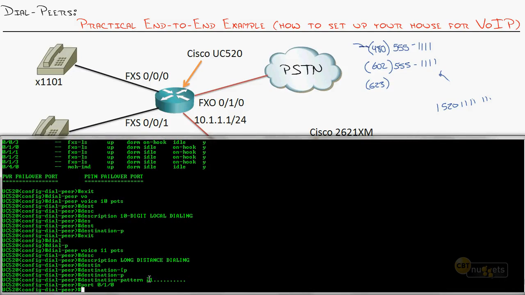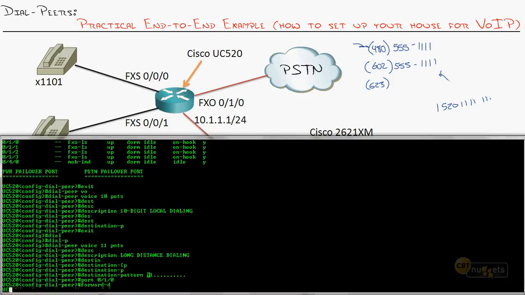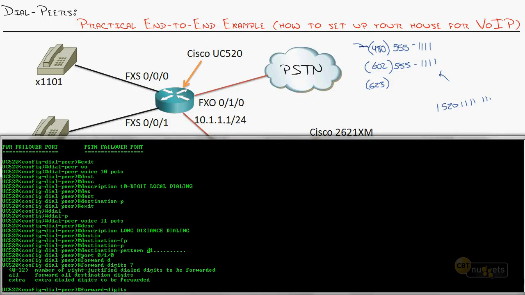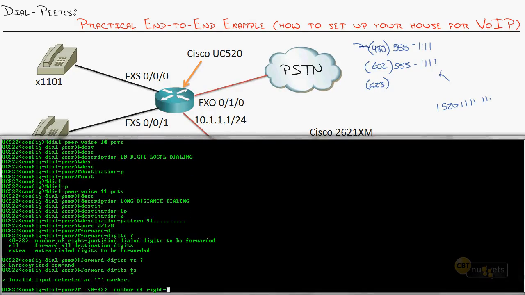But instead, what I want to do is overrule that. I'm going to say, well, I need the 1 to be on the PSTN, so I'm going to use the forward-digits command, and it says, okay, what number of right-justified, that's the key, right-justified dialed digits.